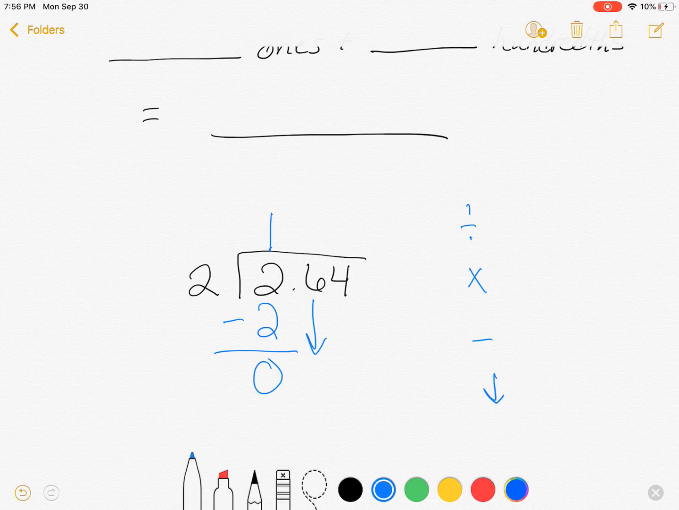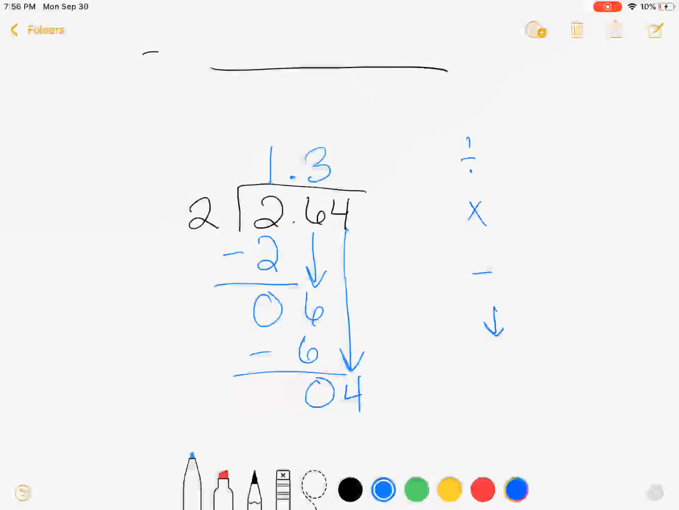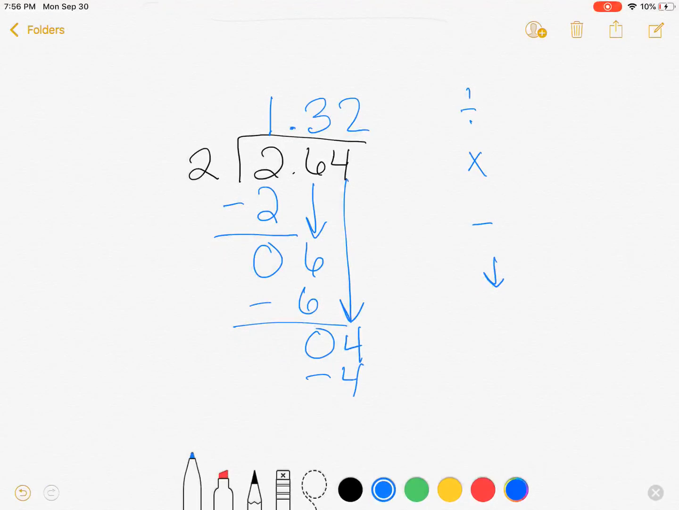So there's our symbols, our little checklist for division. And we keep doing that until we're finished. So 2 goes into 6 3 times. 3 times 2 is 6. 6 minus 6 is 0. Bring that 4 down. 2 will go into 4 2 times. So 2 times 2 equals 4. Subtract. We have 0, so we're finished. So we get our quotient of 1 3200ths.